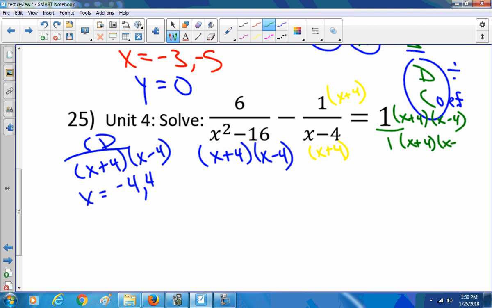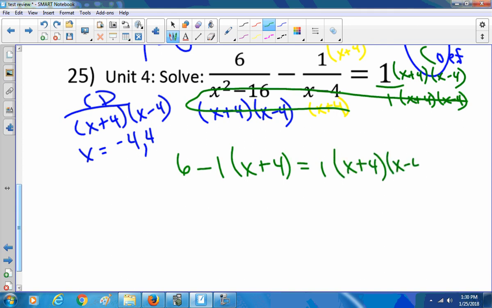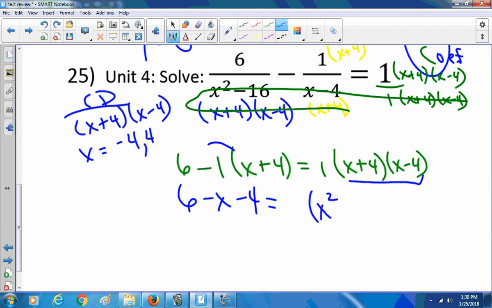Once we have common denominators, what do we do with them when solving? Good, we get to cancel them out. So then I'm solving this equation. 6 minus 1, x plus 4, equals 1, x plus 4, x minus 4. Alright, 6 distribute, minus x minus 4. Box those two together, you get x squared, add them, 0, multiply them, -16, times 1, distribute the 1, great, we get x squared minus 16.